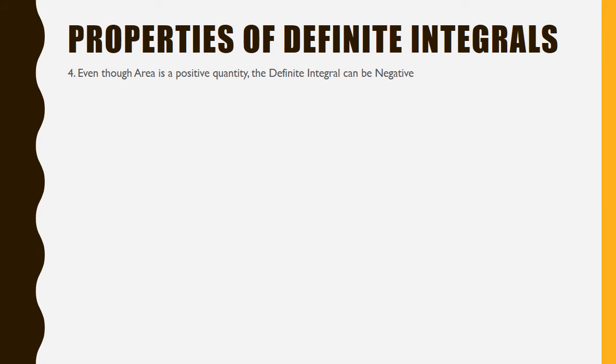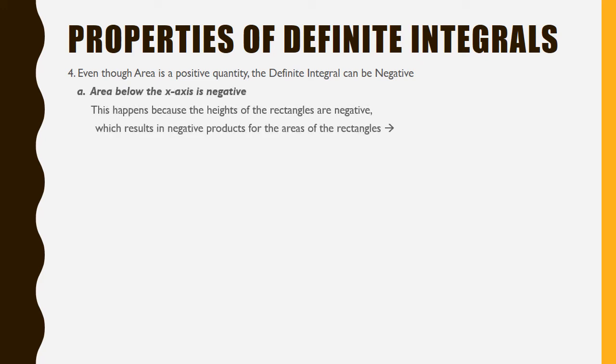Fourth property. So, even though we think of area generally as a positive quantity, in the definite integral, there is a way for area to be negative. So let me explain. The first way that we can see this happen is that area below the x-axis is negative.